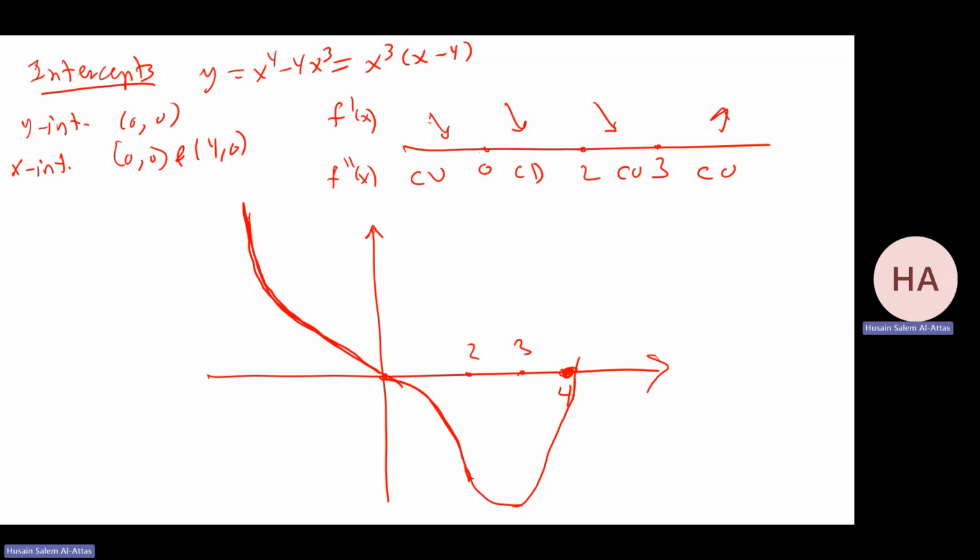Let's go back. So I have here a local minimum, local minimum, and actually absolute minimum. So this is the graph.